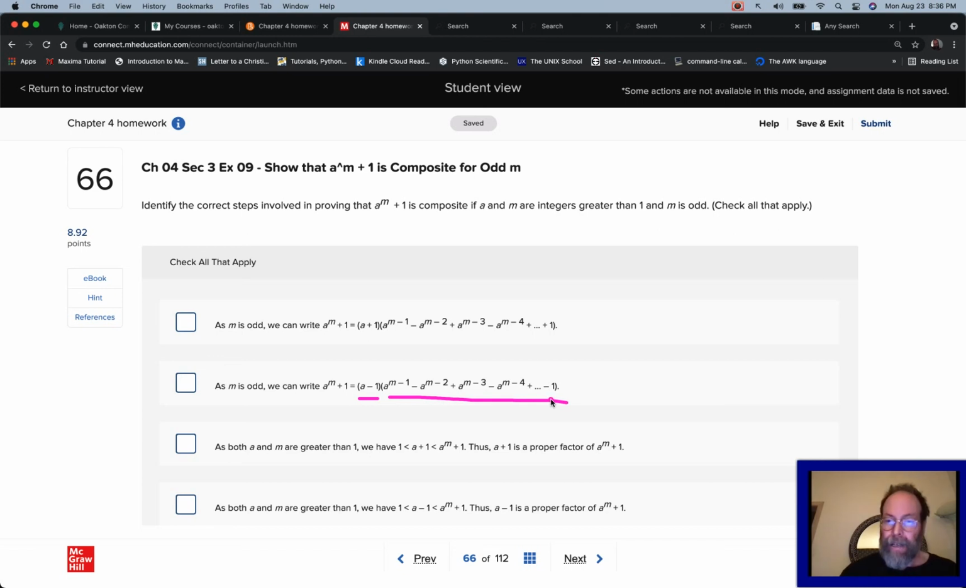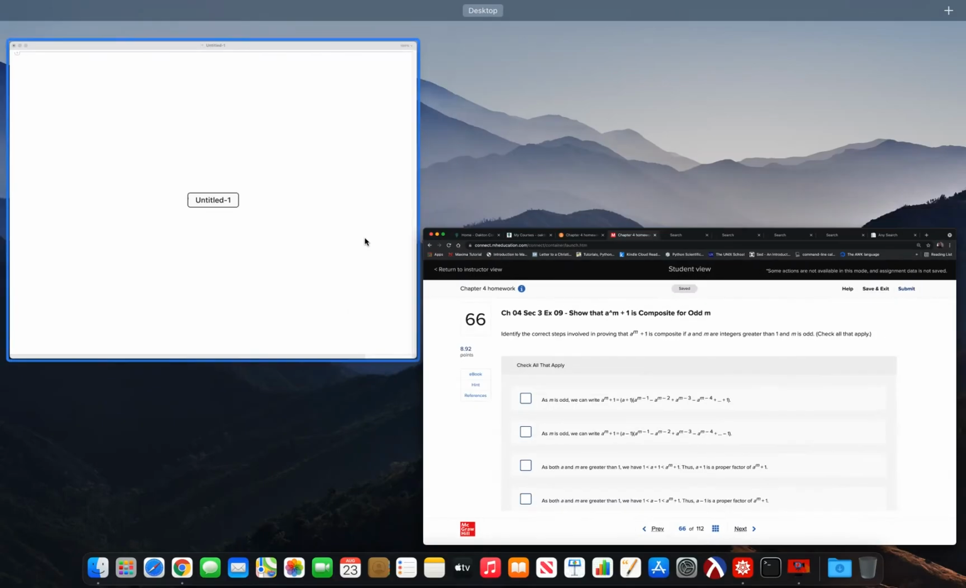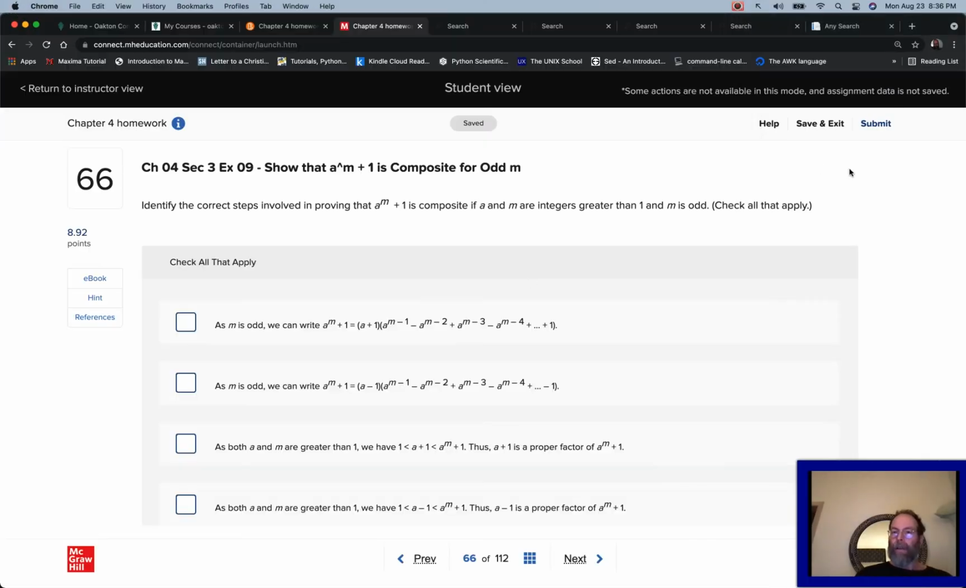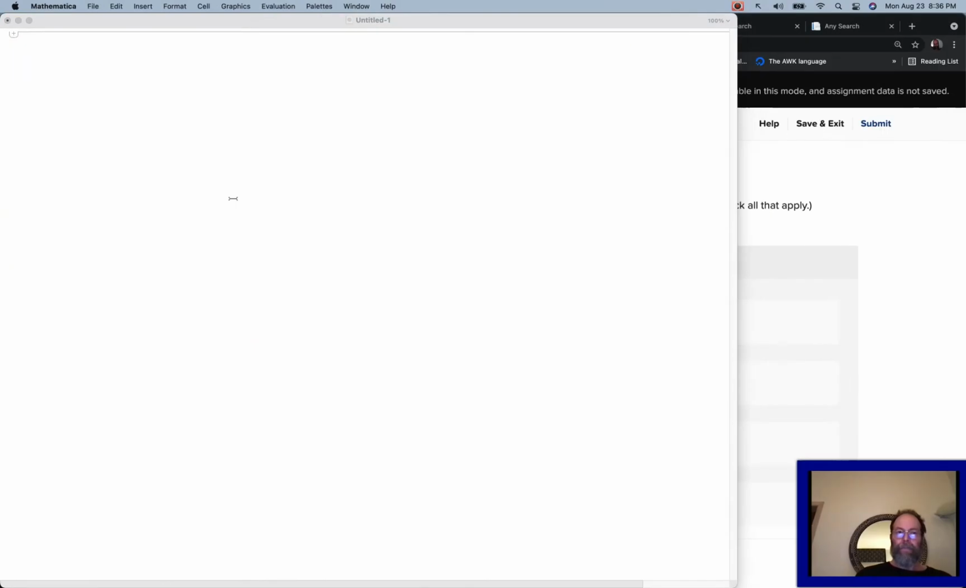Well, actually, it's not exactly the same thing. This is a minus 1 over here, and this is a plus 1. I believe this is the answer, but why don't we just check to make sure, okay? So let's do an example. How about a to the power 5 plus 1?